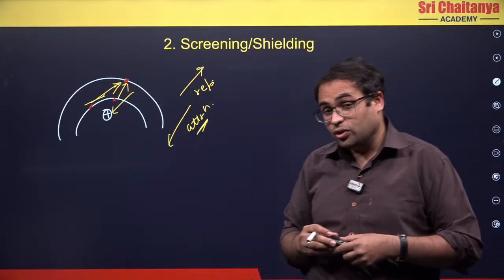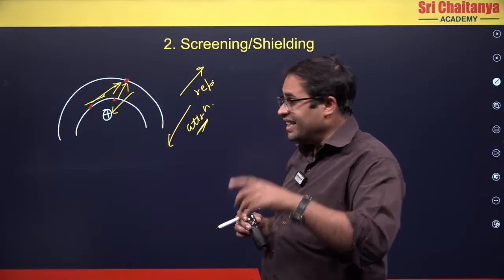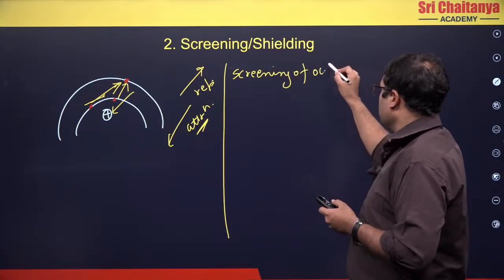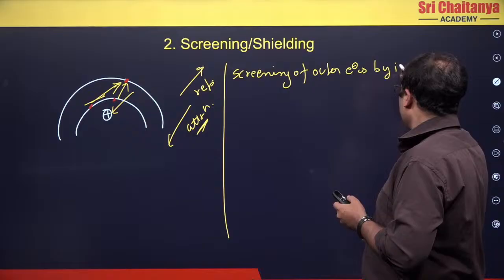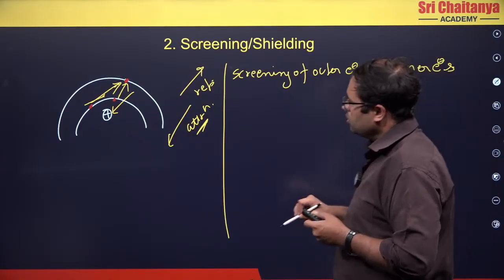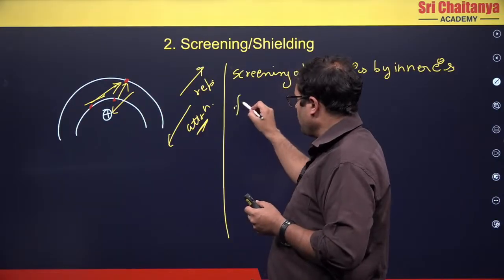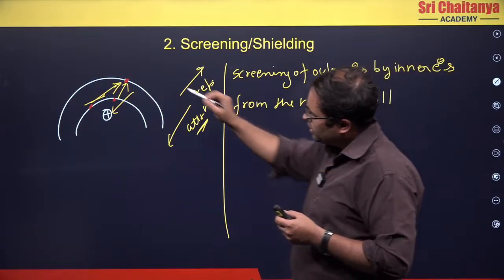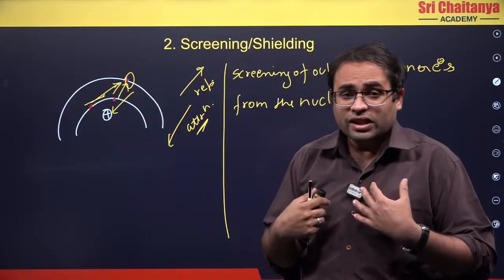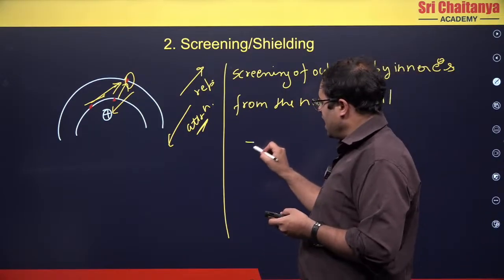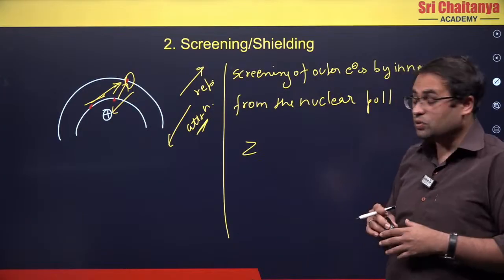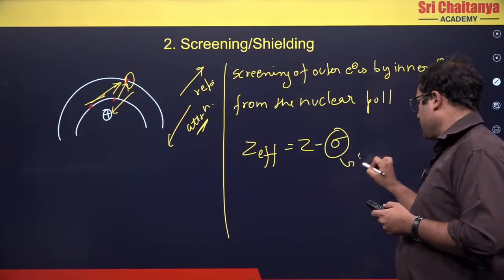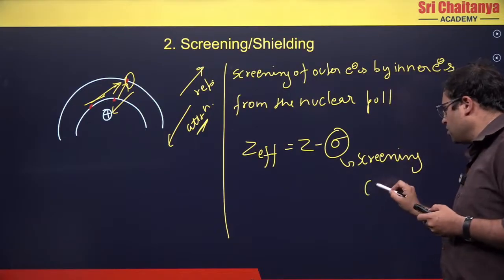So here is the repulsion happening and here is the attraction happening. Because of this, attraction of the nucleus for the outer electron is reduced. This is called screening effect. This is called the screening of outer electrons by inner electrons, right? From the nuclear pull. Now, due to which this outer electron which is here feels a less nuclear pull. So, Z, the atomic number or nuclear charge as we call it, becomes Z effective. So, Z minus sigma, this is called the screening constant.